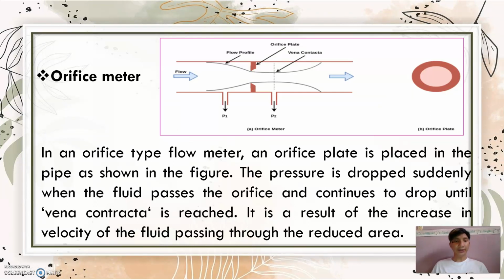Orifice meter. In an orifice type flow meter, an orifice plate is placed in the pipe as shown in the figure. The pressure is dropped suddenly when the fluid passes the orifice and continues to drop until the vena contracta is reached. It is a result of the increase in velocity of the fluid passing through the reduced area.